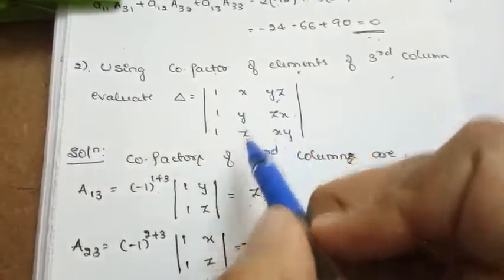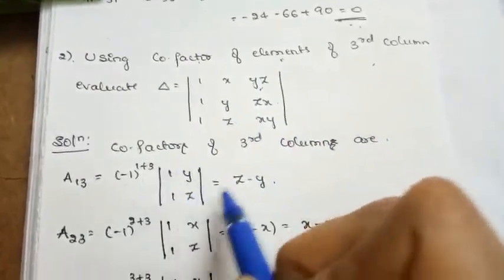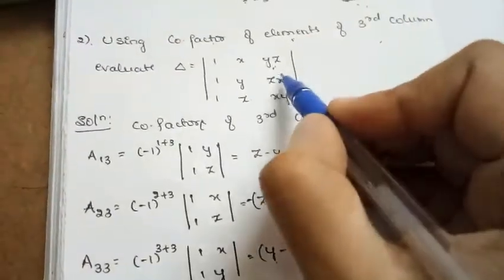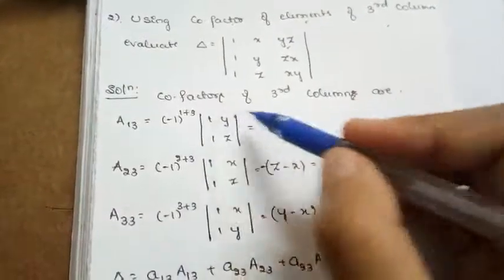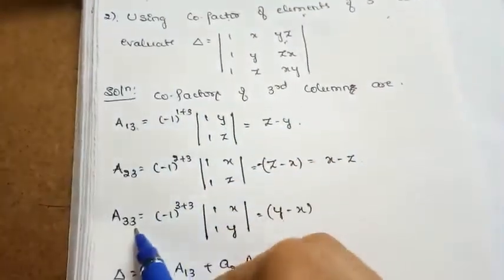that element. What is the determinant? yz, 1y, 1z. So finding the value, z minus y. Similarly for zx and xy. So now we got the values of A13, A23, A33. That is the cofactors of the third column.